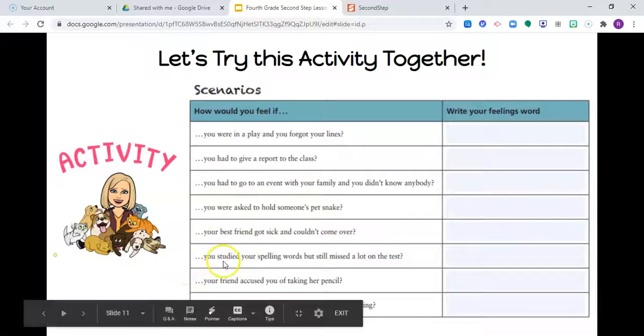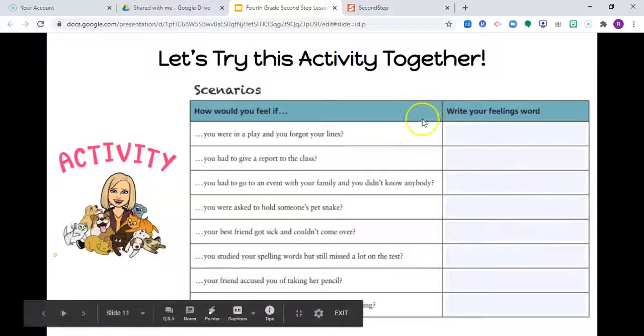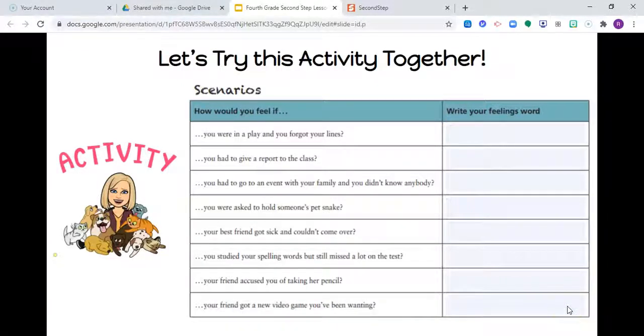How do you feel when you studied your spelling words, but you still missed a lot on your test? What about if your friend accuses you of taking her pencil? How does that make you feel? And your friend got a new video game that you've been wanting. How do all these scenarios make you feel? You can think about these scenarios and then write them down. You can do this with your family and you can compare each other's responses.